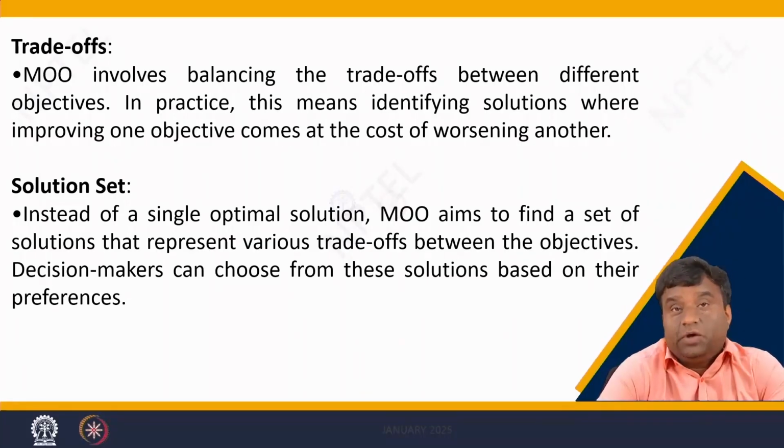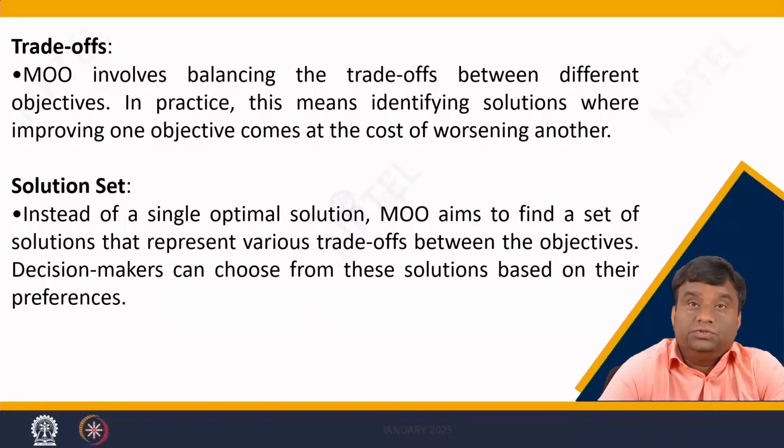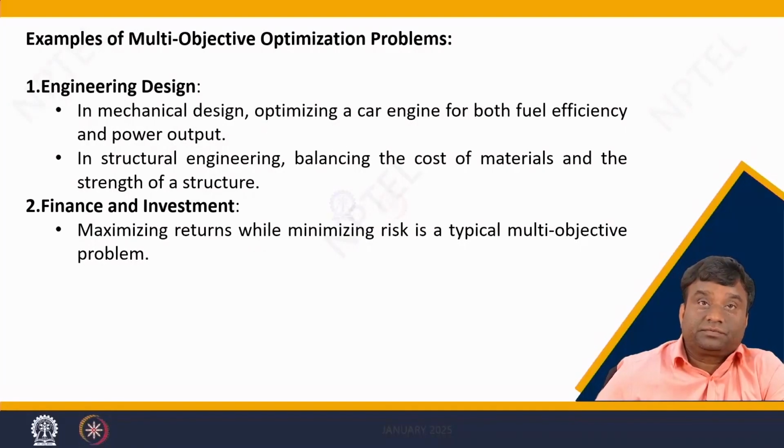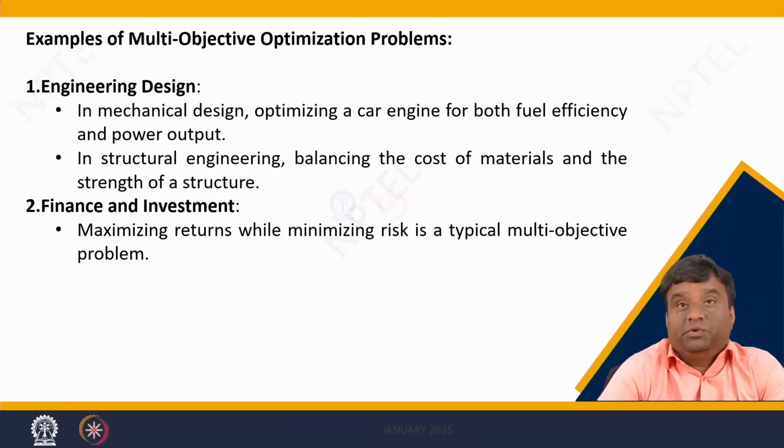Solution set. Instead of a single optimal solution, multi-objective optimization aims to find a set of solutions that represents various trade-offs between the objectives. Decision makers can choose from these solutions based on their preferences. Examples of multi-objective optimization problems in engineering design. In mechanical design, optimizing a car engine for both fuel efficiency and power output. In structural engineering, balancing the cost of materials and the strength of the structure.